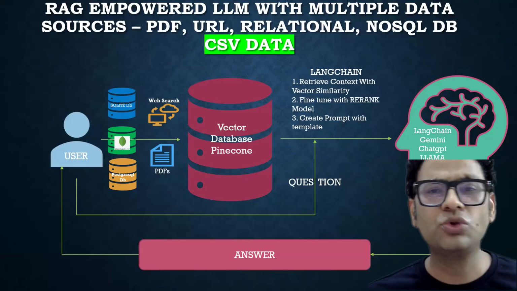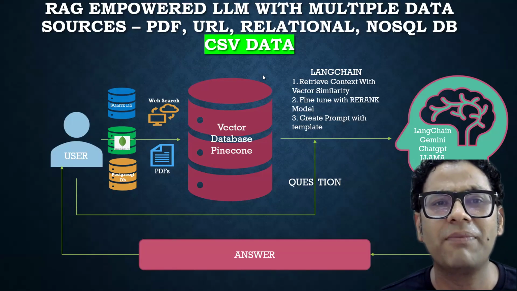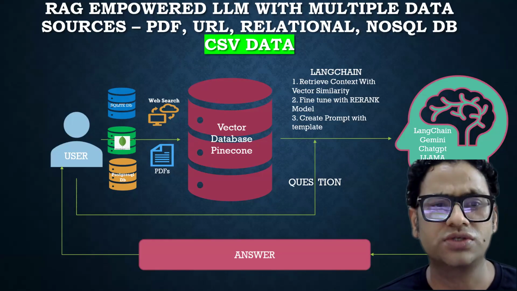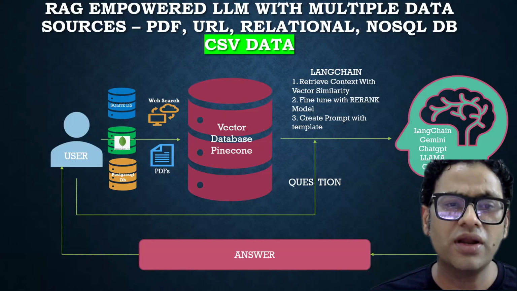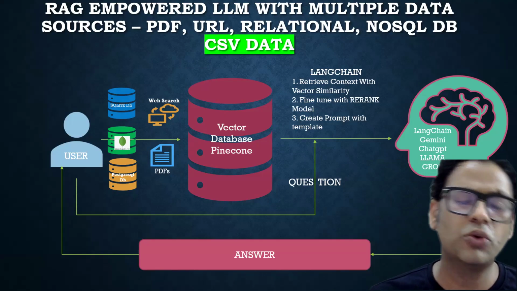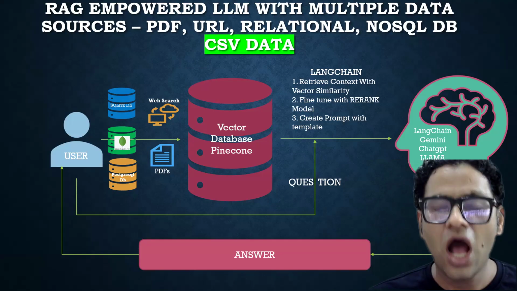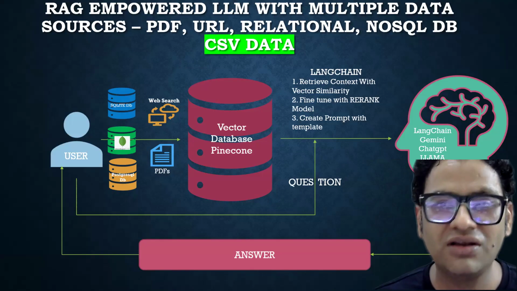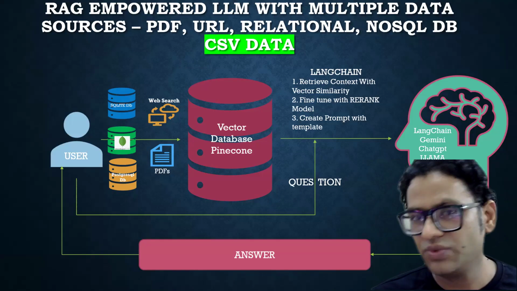Everyone, and welcome back to part 18 of our tutorial series where we are building our AI application with the RAG strategy with multiple data sources. So far, we have integrated with PDF, URL-based data, SQLite DB, PostgreSQL, and MongoDB. And in today's video, we are going to understand how we can integrate a new data source, which is most commonly used in the machine learning or deep learning world, which is CSV data.